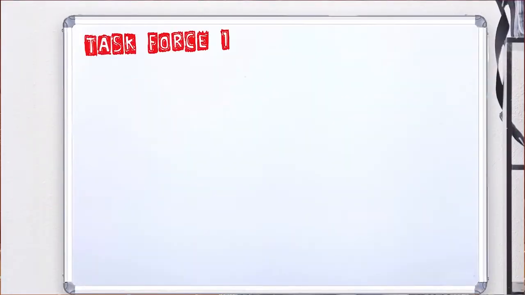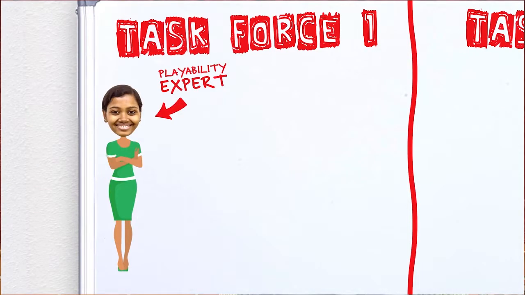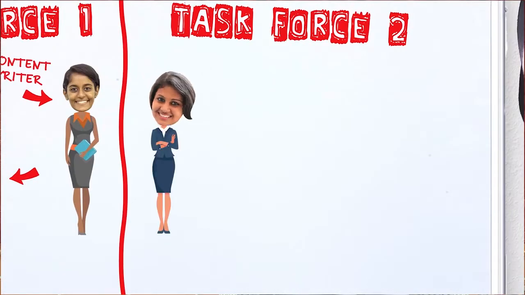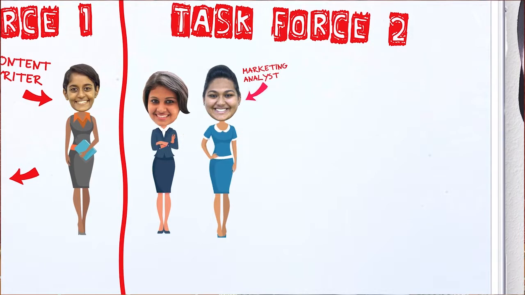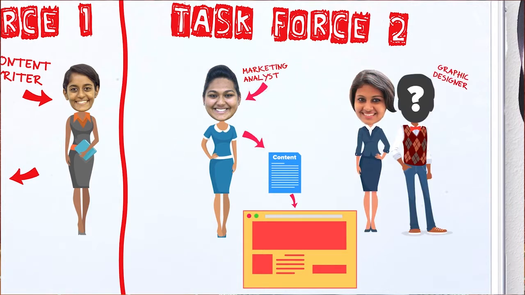So this is what they've decided. They've decided to put together two task forces, Task Force 1 and Task Force 2. Task Force 1 will have Tisha, the playability expert, who will work with the content writer Alia to ready the player guides. And Task Force 2 will have Vanessa and Rhea, the marketing analyst, who will work on the content that needs to go on the website. Now, Rhea will work on the text content, and Vanessa will work with a graphic designer who can help with providing the logo, images, and other multimedia content that the website needs. So after the site is ready, we will add the player's guide and publish the website.